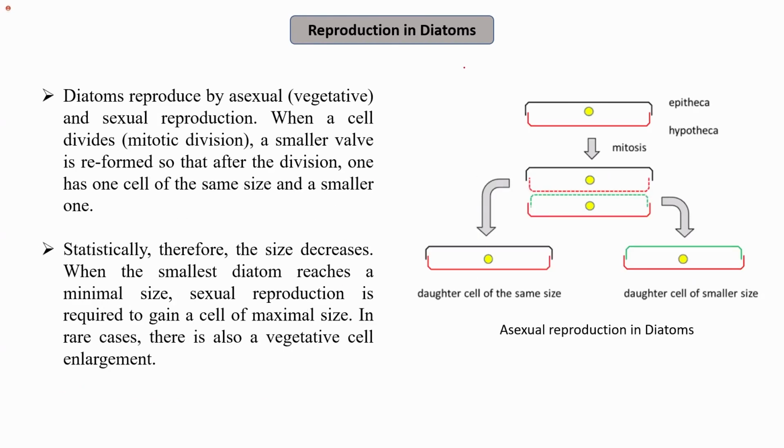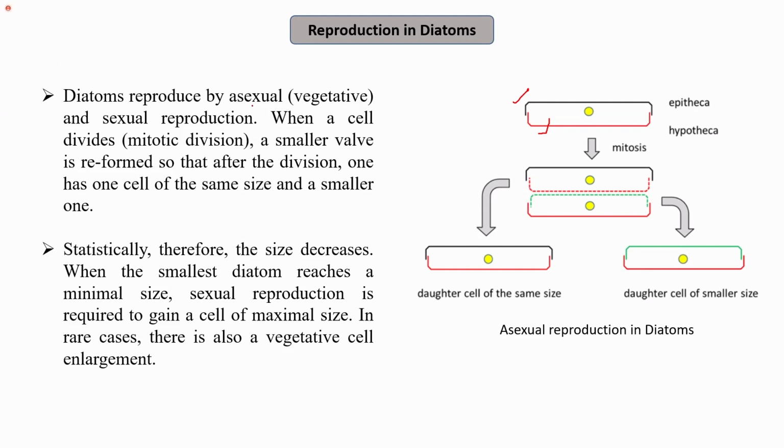The structure can be more clearly seen from this figure. So we can see that we have an upper part and a lower part, right? The lower part is fixed just like a box, and the upper part acts as a lid. The upper part is known as the epitheca. The lower part is known as the hypotheca.